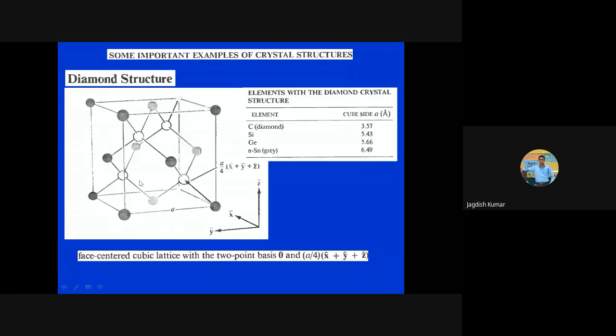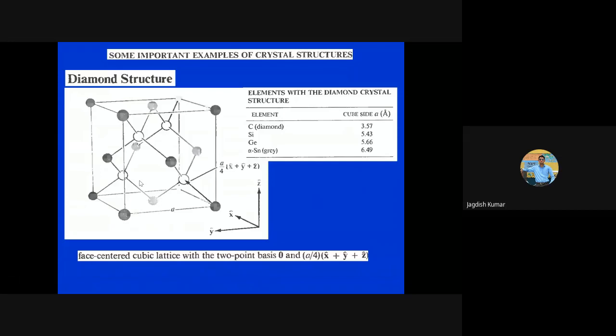So let us go back to our concept of face-centered cubic lattice. We have noticed that in face-centered cubic lattice, we have a total of 4 lattice points per unit cell, isn't it? In a conventional face-centered cubic lattice, we have a total of 4 lattice points. And this is something interesting, that accordingly we are getting 4 extra atoms, right? So there must be some relation of this number 4 with this diamond structure. That is where our example of lattice and basis comes into the picture.